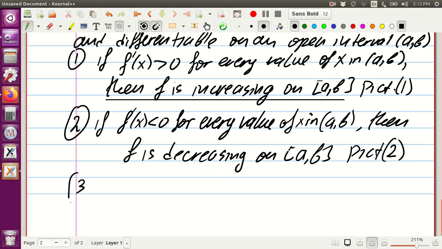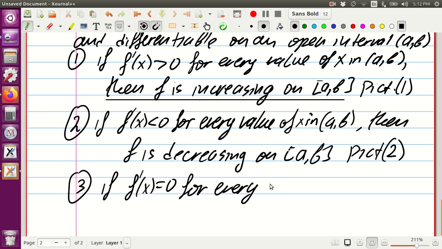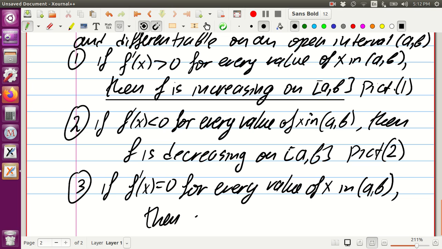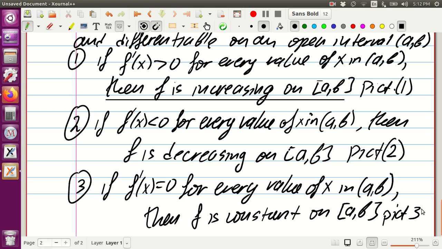The last part of the rule says, if f prime of x is equal to 0 for every value of x in (a, b), then f is constant on (a, b). And this would be picture 3.